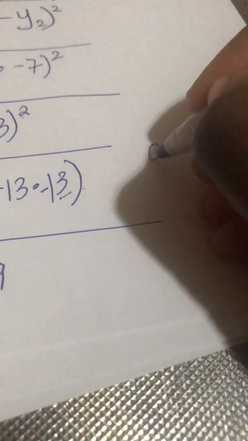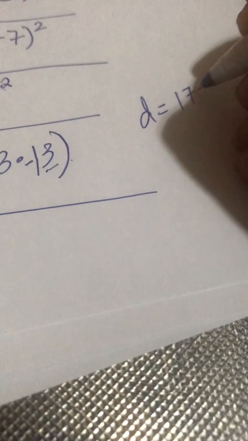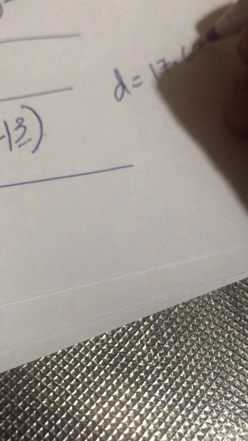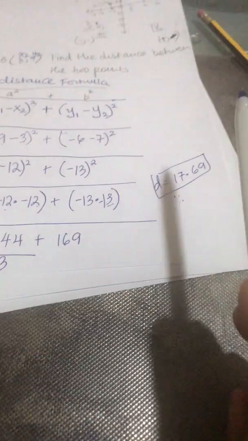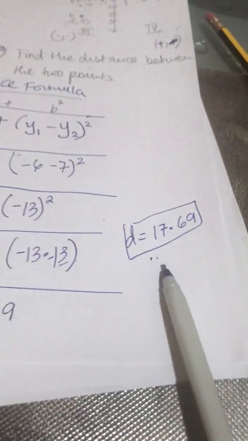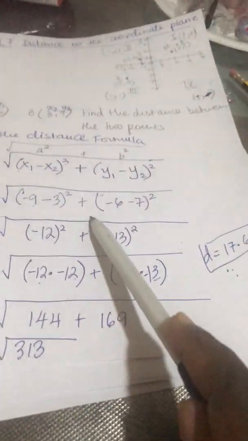So D equals 17.69. And that is the same as C over here. See? And that's why I told you, whatever you got, that's how you check. You either do the Pythagorean theorem and then you check using the distance formula, or you do the distance formula and then you check using the Pythagorean theorem. Your answer should be the same. C is 17.69, D is 17.69. If one of them is wrong, that means you did something wrong. So use one to check the other.